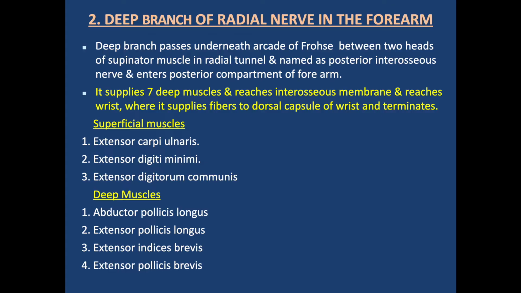The muscles supplied by the deep branch of the radial nerve are, superficial muscles: extensor carpi ulnaris, extensor digiti minimi, extensor digitorum communis. Deep muscles are abductor pollicis longus, extensor pollicis longus, extensor indicis, and extensor pollicis brevis.